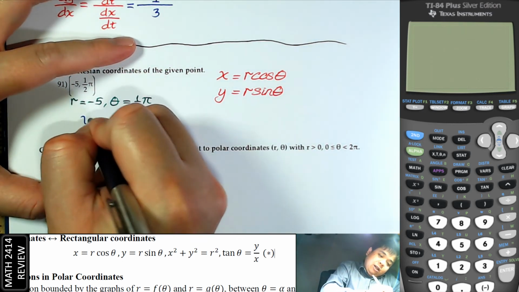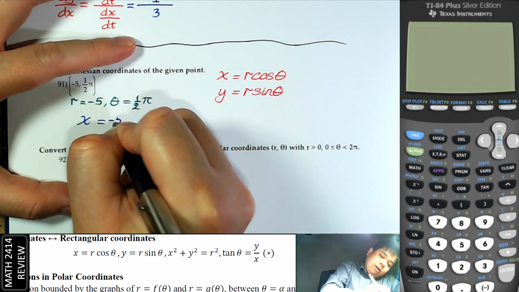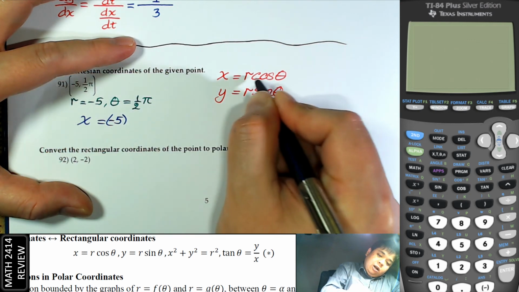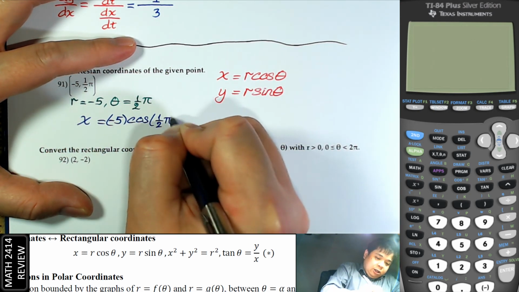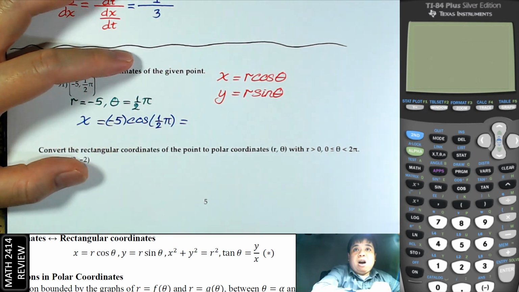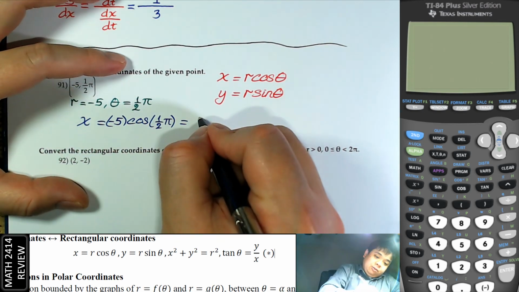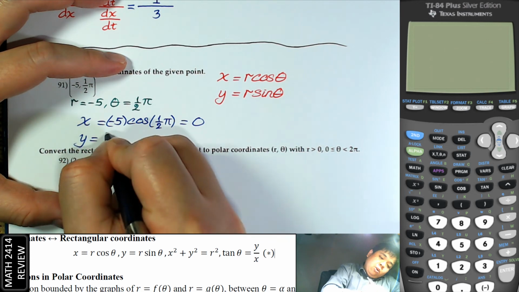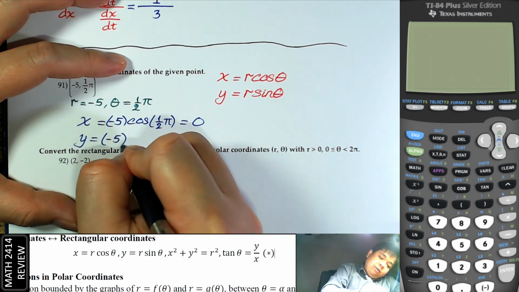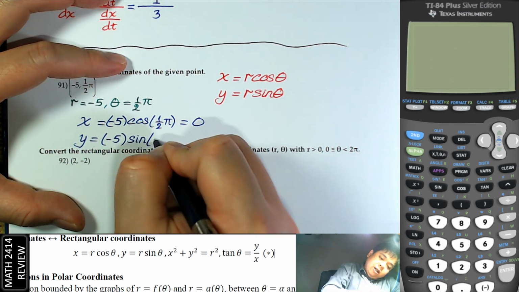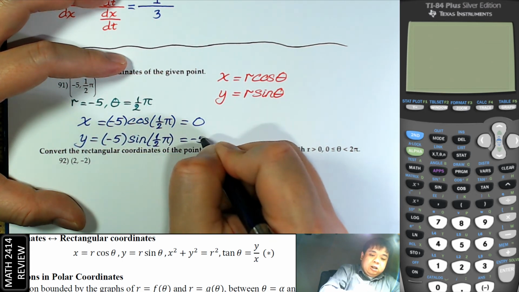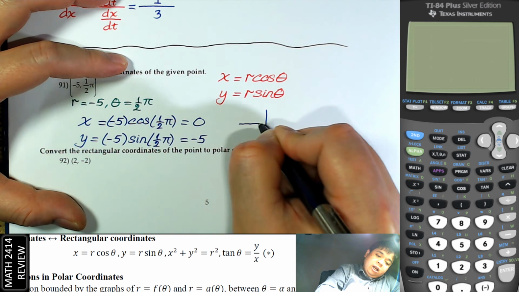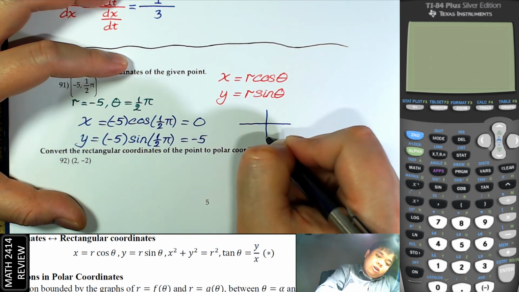So x equals -5 times cosine of 1/2 pi. Pi over 2, cosine of pi over 2 is 0. y equals -5 times sine of 1/2 pi. Sine of pi over 2 is 1. So we have the point x equals 0, y equals -5.